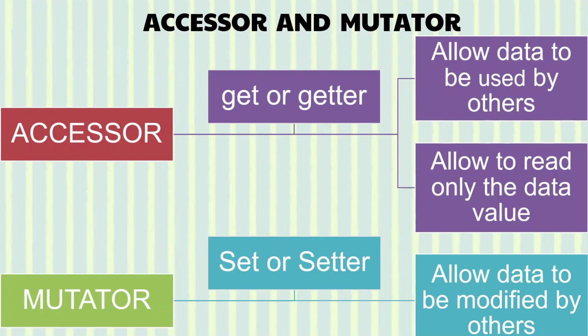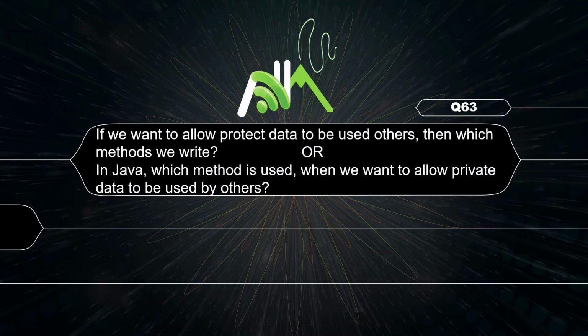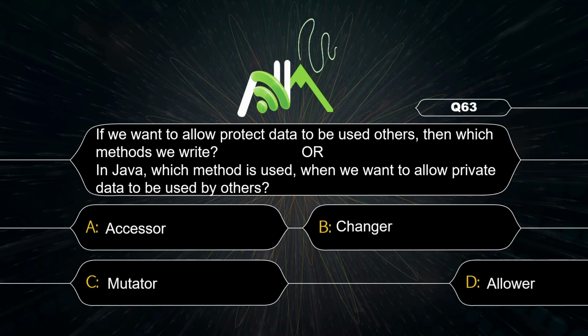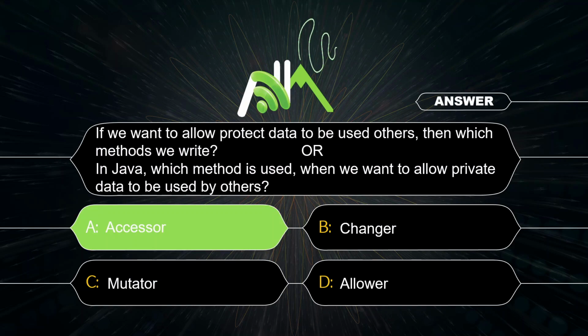Assessor and mutator. Assessor is also known as get or getter and mutator is known as set or setter. An assessor method allows data to be used by others and it also allows reading only the data value, and a mutator method will allow the data to be modified by others. If we want that private data to be used by others, then we have to go with assessor, option A.